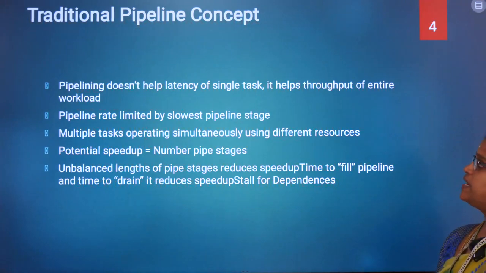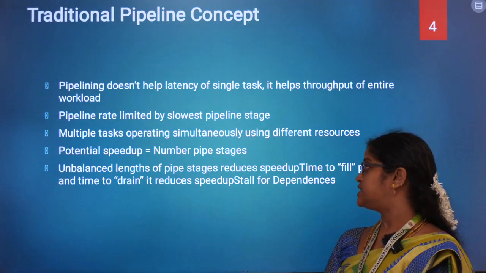Traditional pipeline concept: pipelining does not help the latency of a single task. It helps the throughput of the entire workload. The pipeline rate is limited by the slowest pipeline stage, with multiple tasks operating simultaneously using different resources. Potential speedup is based on the number of pipe stages.